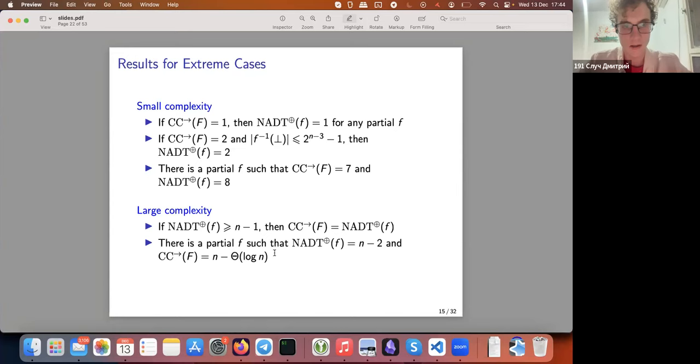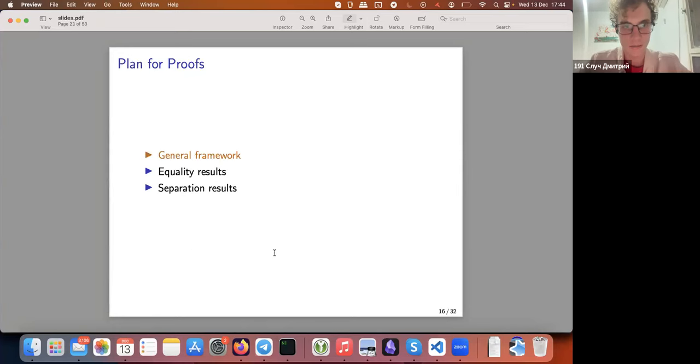I'm going to show some parts of the proofs. Sorry, the computer battery is running low. First, we introduce a linear-algebraic framework that's used both for equality and separation results.